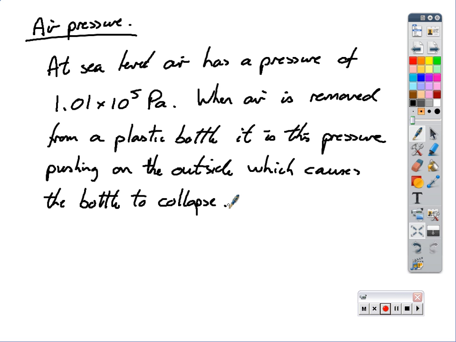Pressure is force per unit area, so if you know the surface area of the bottle and you know the atmospheric pressure, you can work out the force by which it's going to be collapsed, forced in.